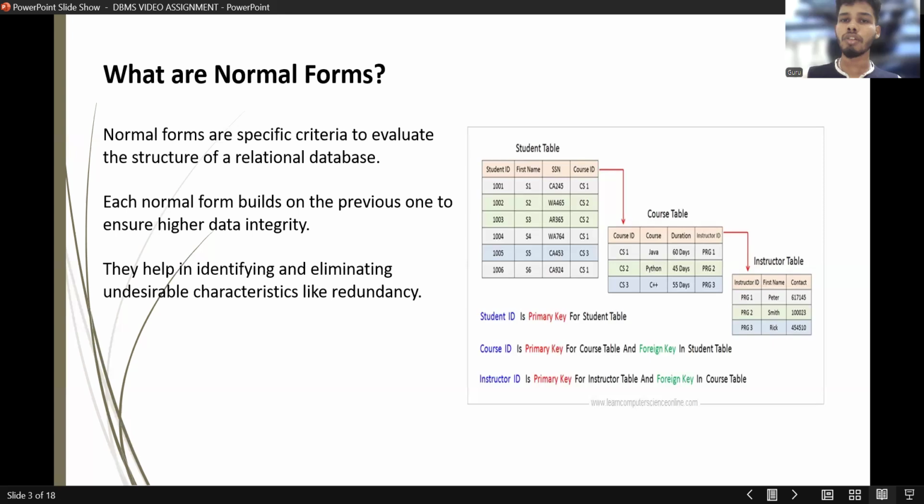Next, we'll look at what the normal forms are. The normal forms are specific criteria to evaluate the structure of a relational database. Each normal form builds on the previous one to ensure higher data integrity. They help in identifying and eliminating undesirable characteristics like redundancy. So the normal forms are 1NF, 2NF, 3NF, and so on up to 5NF. Those are all the normal forms in the DBMS.